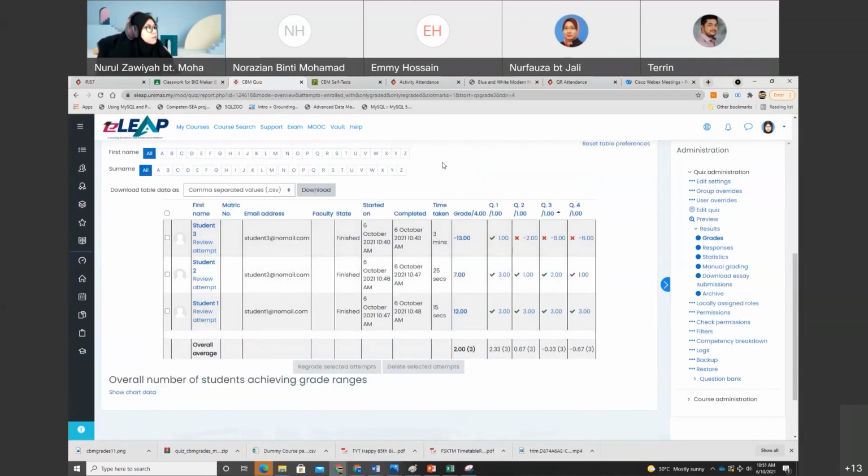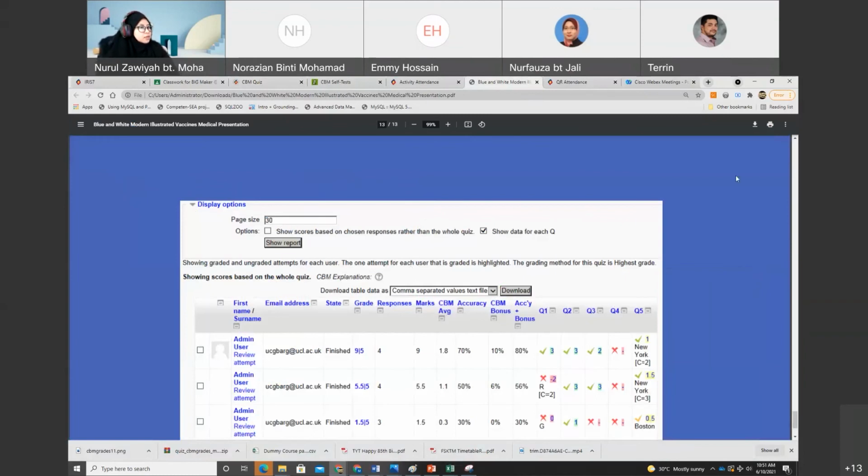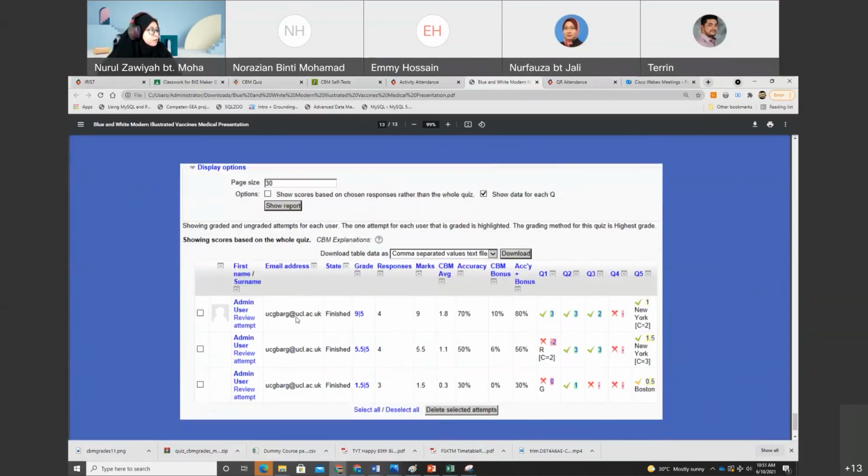Yeah, I have saved the old one. This is the old view, like our old eLEAP. For all eLEAP, it shows the column for CBM average. I think this helps us to analyze better. And the proper CBM bonus column, proper accuracy plus bonus column. I have played around, and I cannot make this column show, probably because of the format of the new eLEAP updates, new Moodle updates. Okay, so I like this view better, but this one works as well.